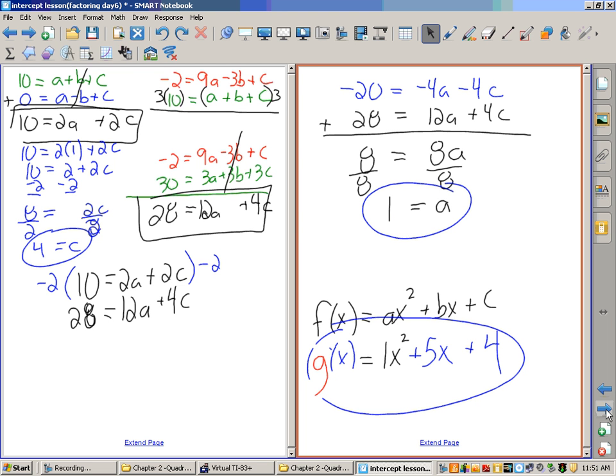All right, get your graphing calculators out. I'll show you how this can be done in 5 seconds. Let's go through the graphing calculator.